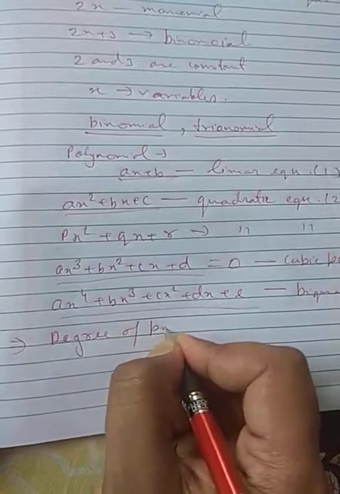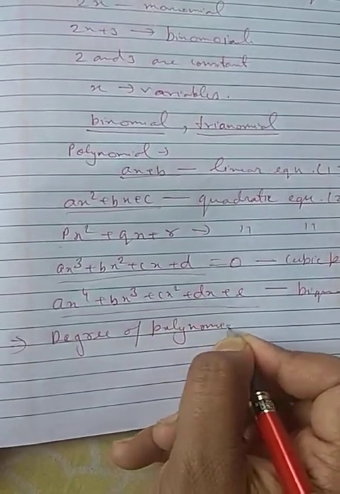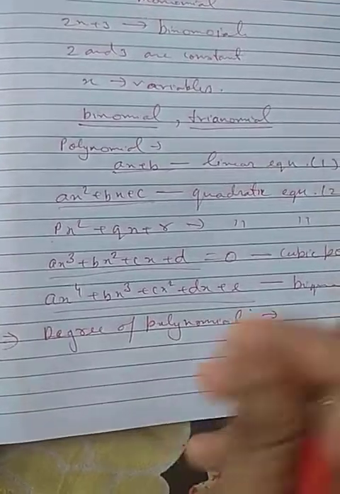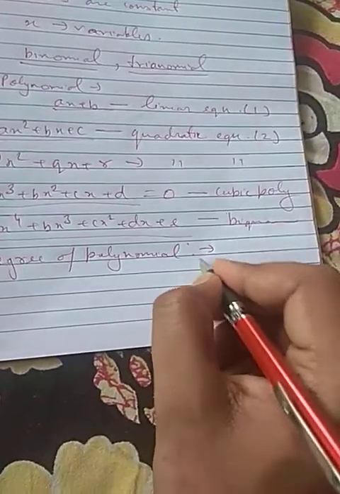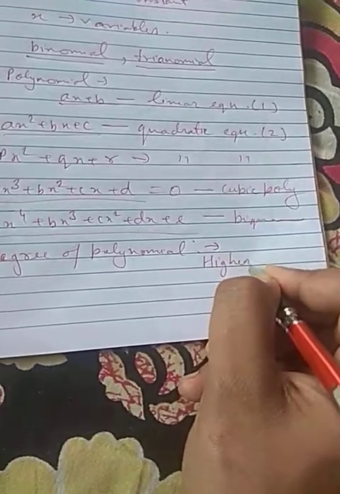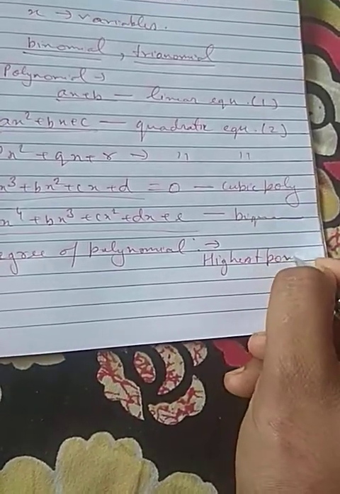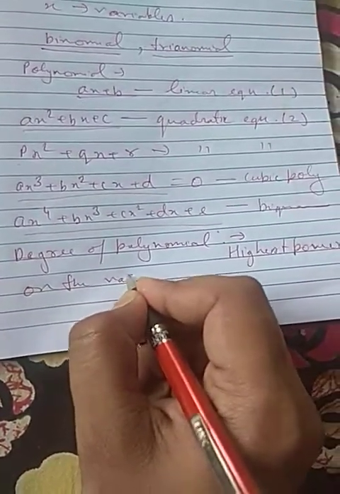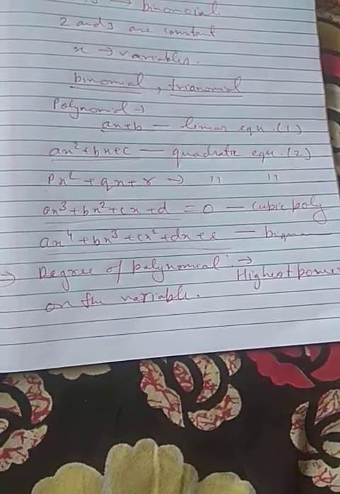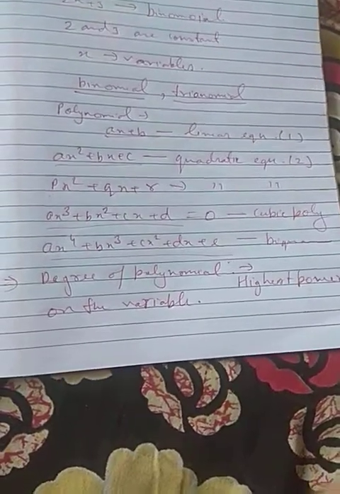Degree of a polynomial means the highest power on the variable. Whatever the highest power a polynomial has, that is called the degree of the polynomial.